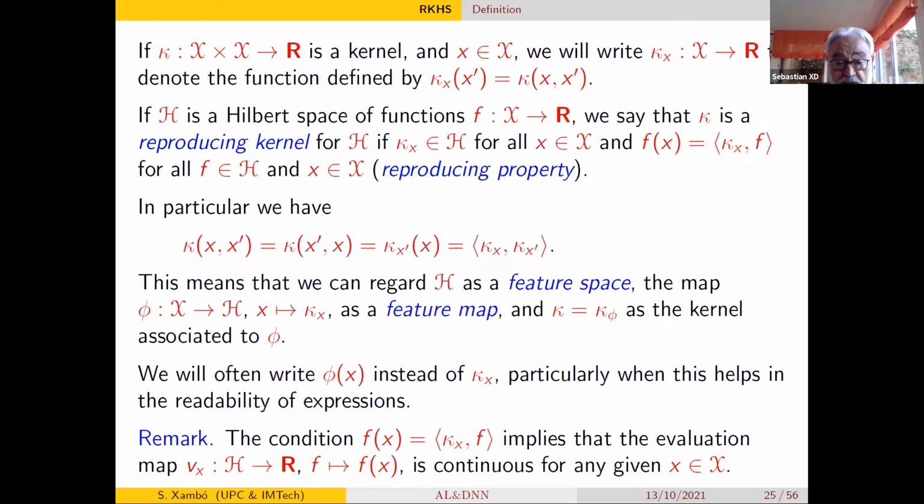A little remark: the condition f of x equals the inner product of kappa x and f implies that the evaluation map from H to R, which for any point x sends f to f of x, is continuous for any given point x, because this is certainly continuous in f if you fix x.